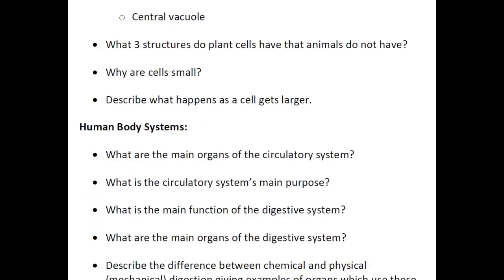What three structures do plant cells have that animal cells do not? Well, they obviously have a cell wall. They have chloroplasts, and they have a large central vacuole.